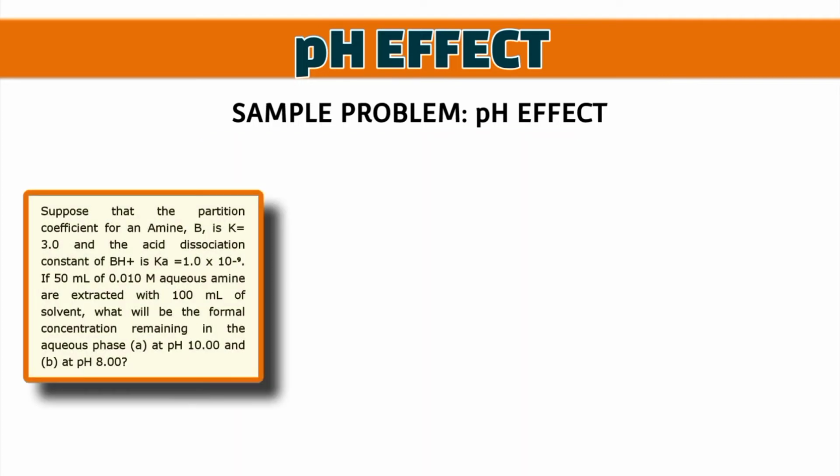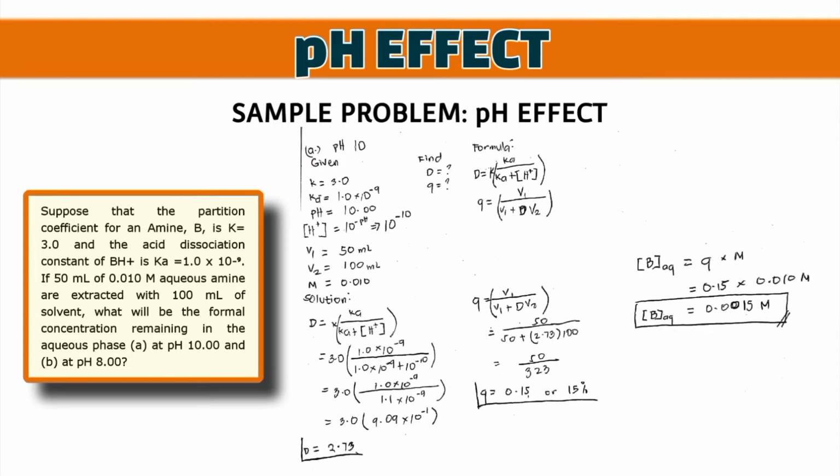Let us solve for letter A first. Take note first of the needed given values, which are Ka equal to 1.0 times 10 raised to the negative 9. The pH is equal to 10. The H positive is equal to 10 raised to the negative pH, so that will be 10 raised to the negative 10. V1 is equal to 50 ml. V2 is equal to 100 ml. And the number of moles of amine is 0.010.